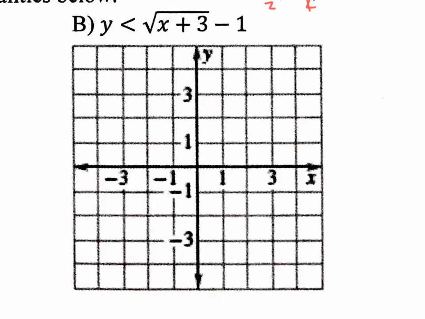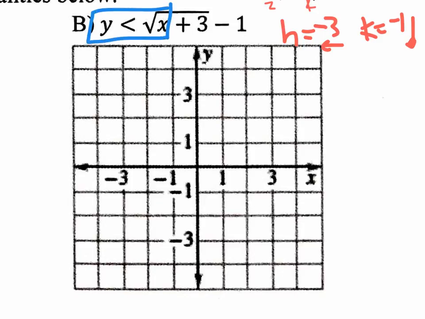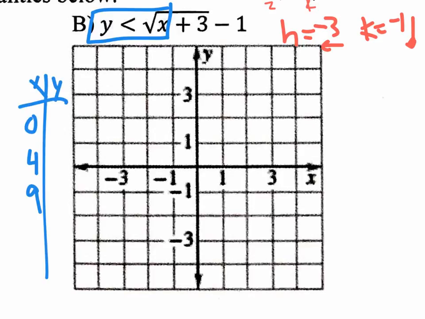So right here, the H value is -3. That means it's going to go 3 to the left, the shift. And K is -1. That means you're going to go 1 down, the shift. Anyhow, now that we know H and K, we ignore H and K. And let's just graph this thing with a quick XY table. Plugging in numbers that work, the square root of 0 is 0, the square root of 4 is 2, the square root of 9 is 3.